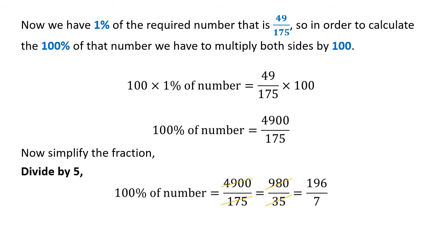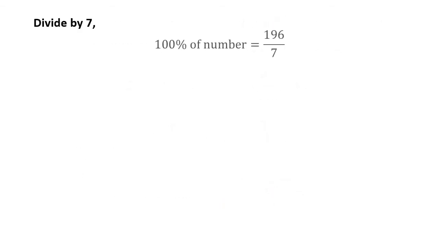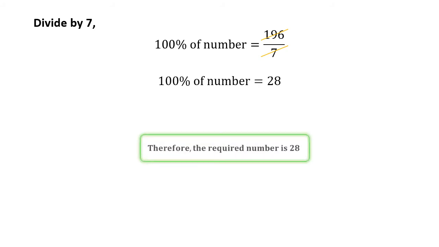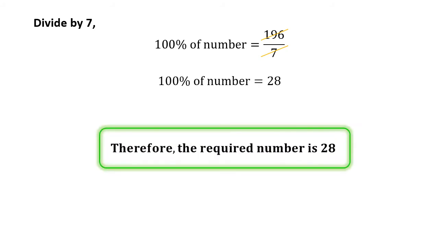Now we have 1% of the required number, that is 49 upon 175. So in order to calculate the 100% of that number we have to multiply both sides by 100 as shown. Then simplify the fraction as shown. After simplification we have 28, that is the required number.